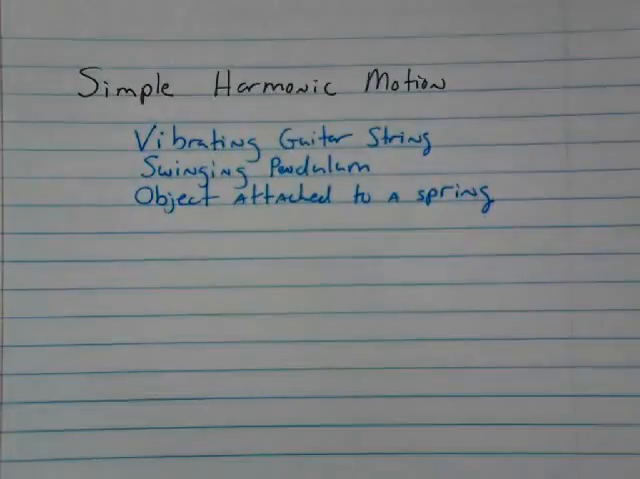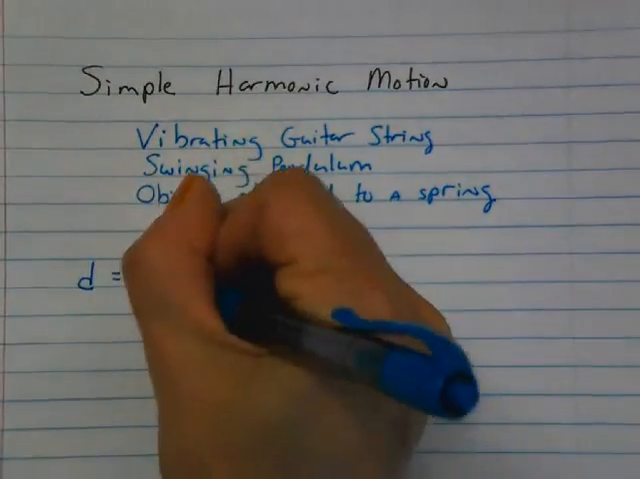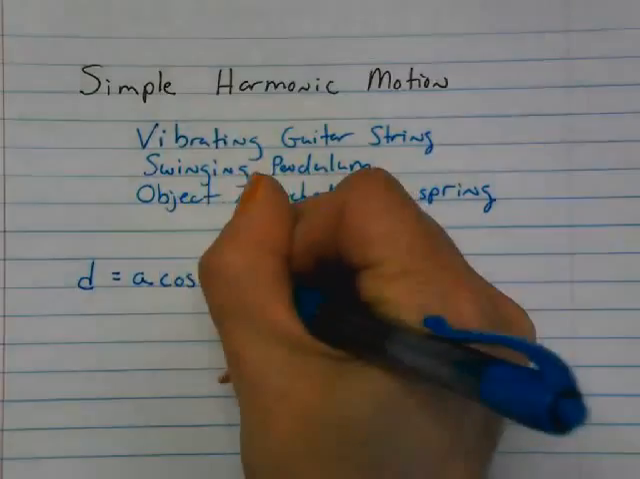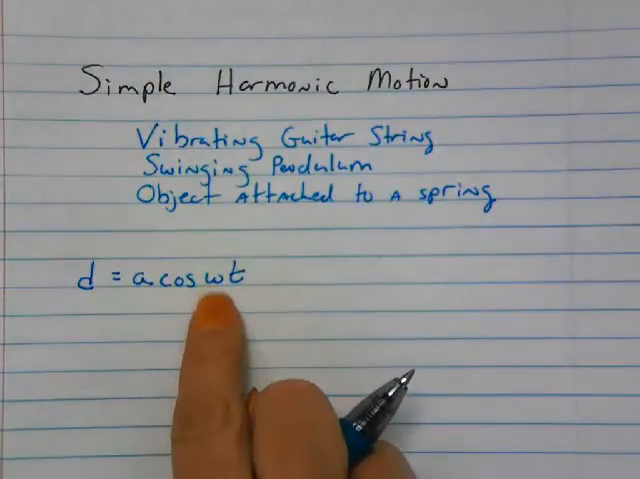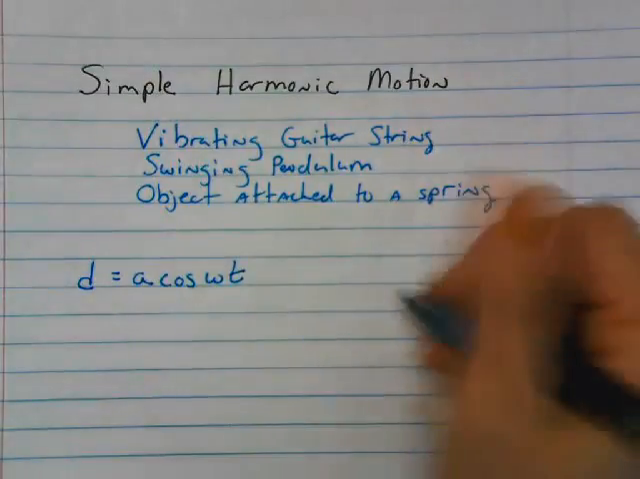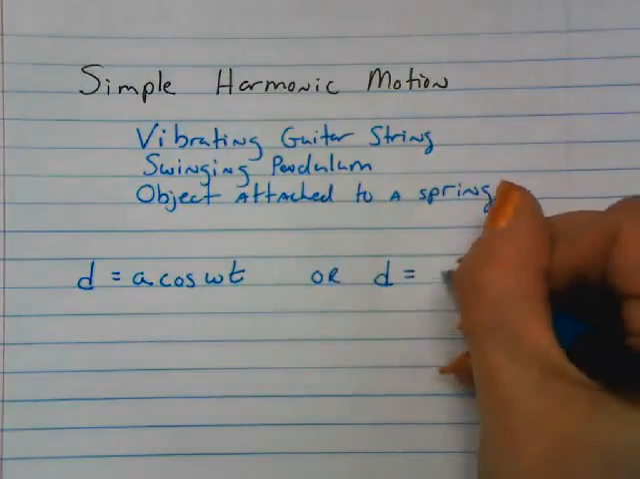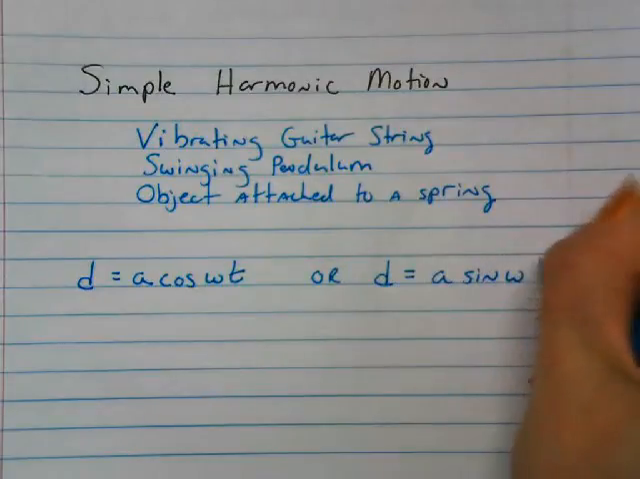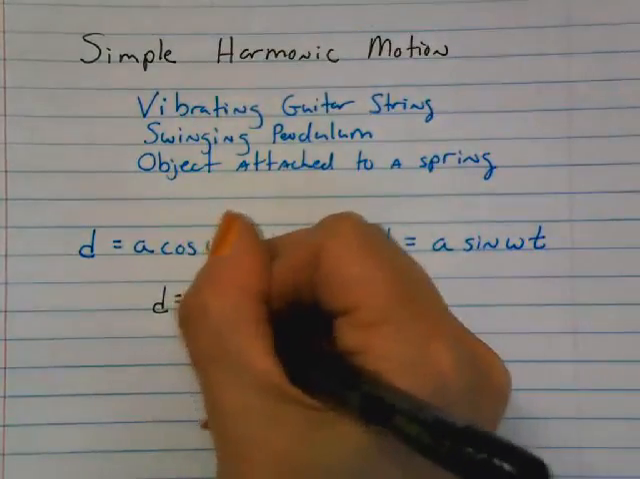Now, there are two equations for simple harmonic motion, and they will actually give you the equation, whether it follows the cosine curve or the sine curve. So it's either d is equal to a cosine ωt, and this ω is like a little fancy w, but I'm just going to write it as a regular w, or displacement d is equal to a sine ωt. Okay, so let's explain what each of those mean. d stands for the distance from the origin.